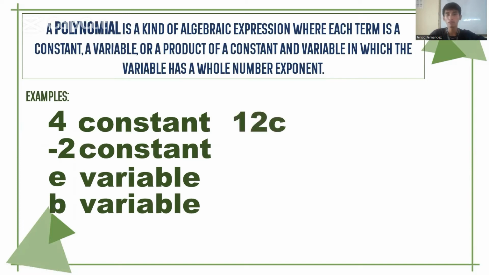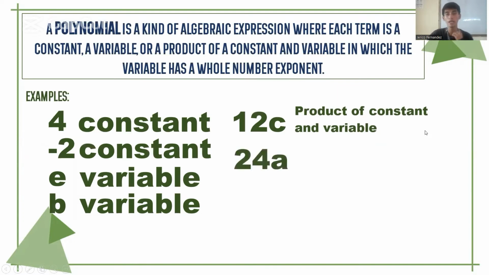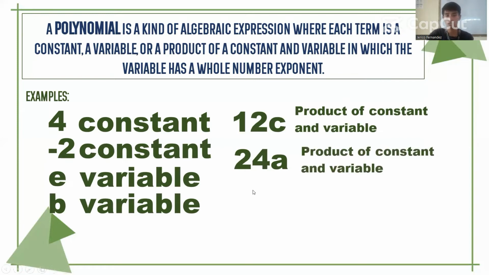12C, product of constant and variable. 12 and C. 12 times C is 12C. So 24A. Product of constant and variable. So, alin ang constant dito? 24 and the variable is A. So, 24 times A is 24A. Ganun lang po ang pag-multiply ng constant and variable.